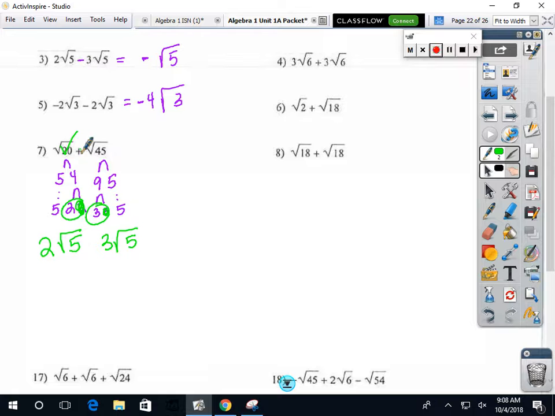And now remember, they're wanting you to add these. Are they able to be added now? Yes, they're both square roots of 5. That's their like term. And 2 plus 3 is 5. Okay, and if you did type in the square root of 20 plus the square root of 45, you would get the same decimal value as when you type in 5 square roots of 5.